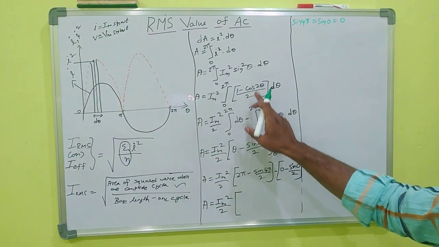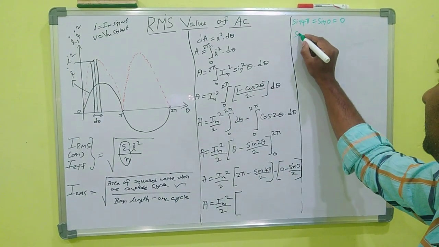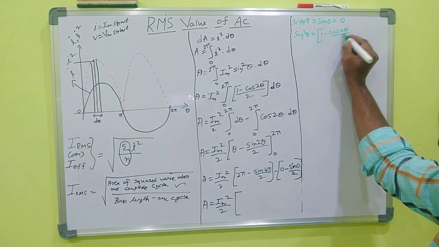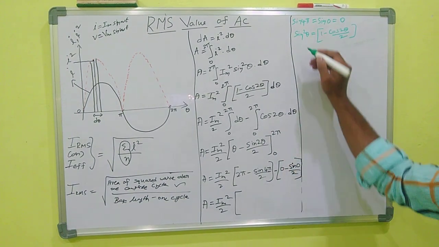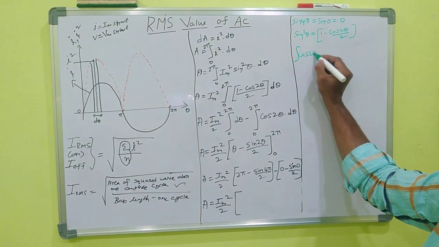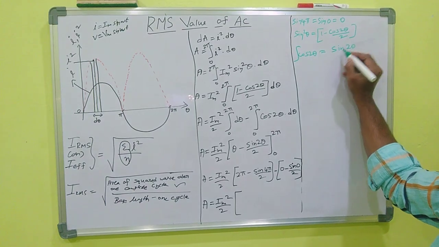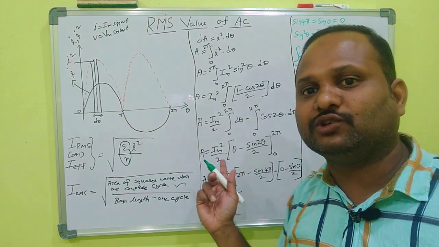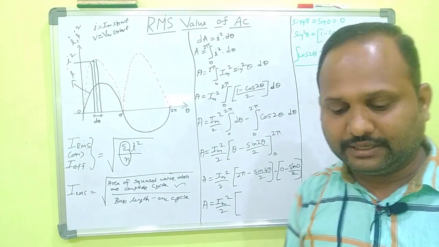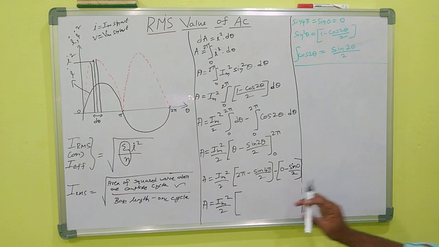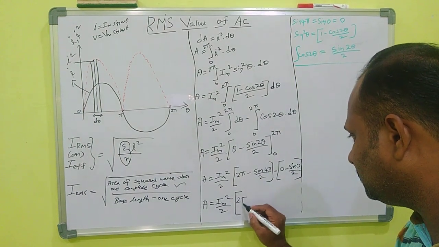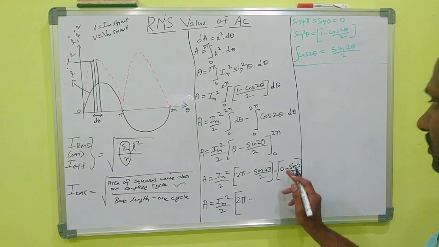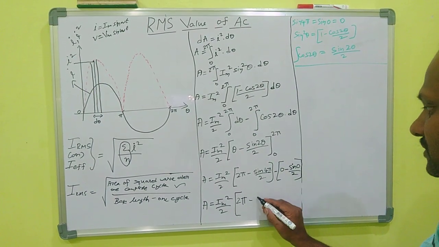Here I write one expression: sin square theta can also be written as (1 minus cos 2 theta) by 2. Then another step: the integral of cos 2 theta d theta gives sin 2 theta by 2. These are the expressions I substituted here. Then the next step: here 2 pi minus sin 4 pi. Sin 4 pi is 0. So 0 minus sin 0 is 0. So everything will be 0.